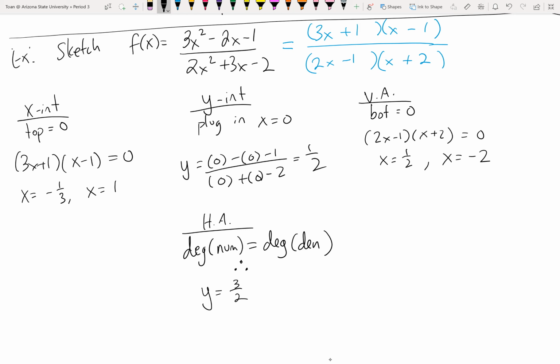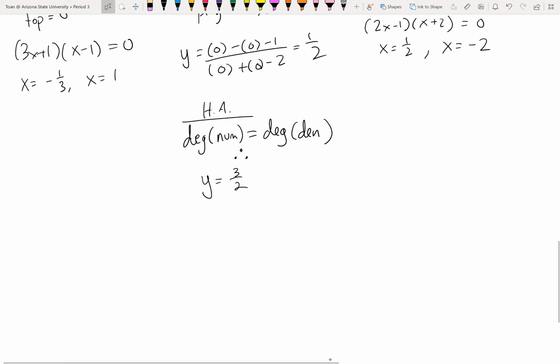I promise you that is going to be all the work you need to do to sketch, which I hope is not a lot of work at all. Top equals 0, bottom equals 0, plug in a 0, and then compare the exponents. That's not too bad, right? To sketch, just like we do with polynomials, we're going to use the sign diagram to make things easy. So I'll draw my sign diagram.